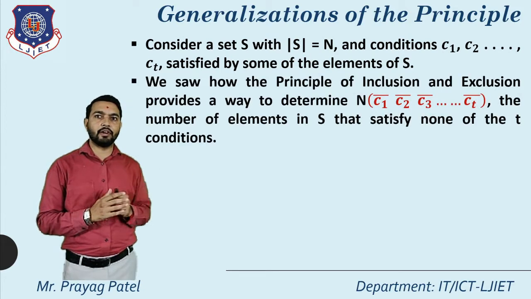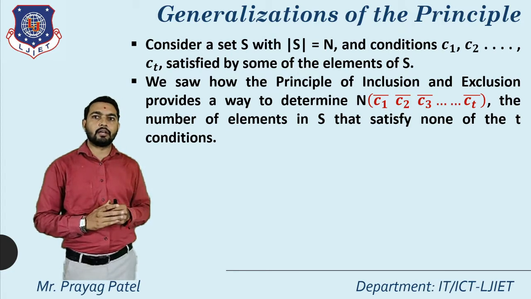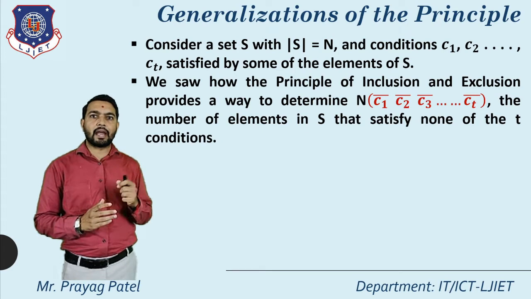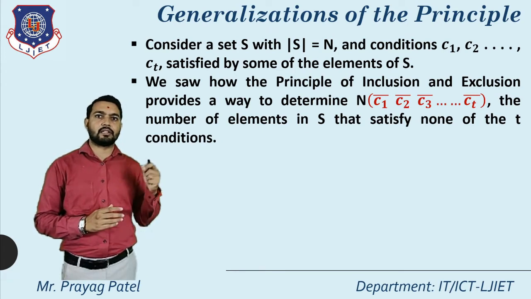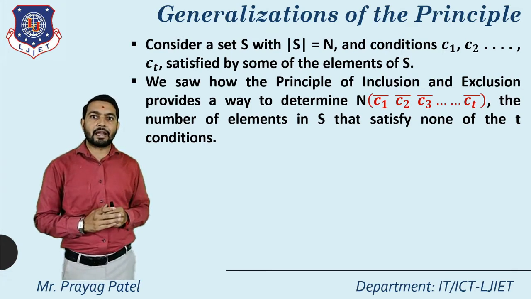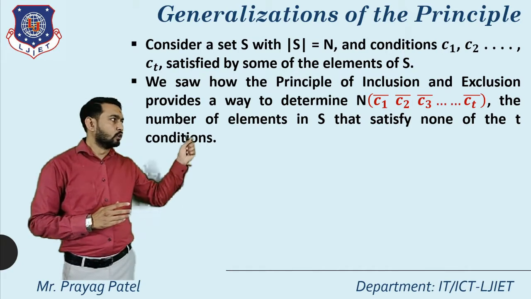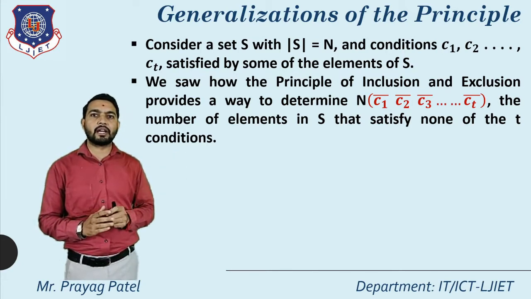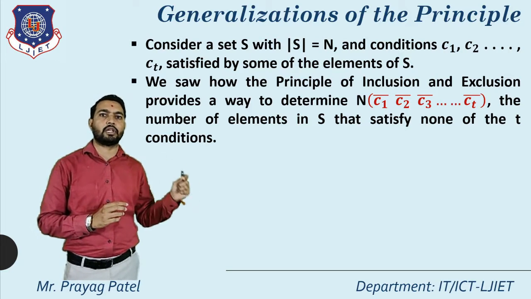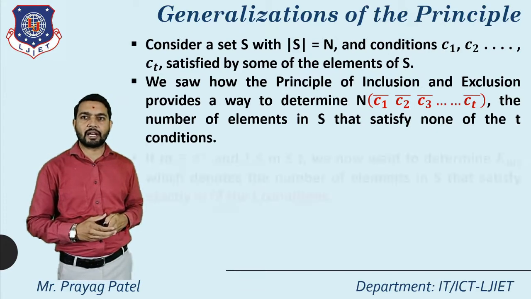Now, here we already know the principle of inclusion and exclusion. We saw how the principle of inclusion and exclusion provides a way to determine N(C1', C2', C3' up to Ct'), that means the number of elements in S that satisfy none of the t conditions. So no condition among C1, C2 up to Ct is satisfied. This is called the principle of inclusion and exclusion.